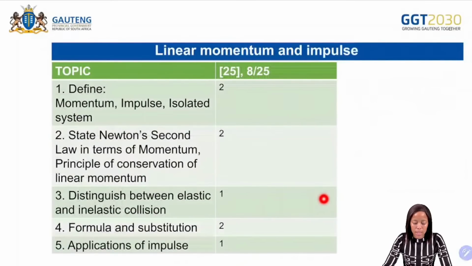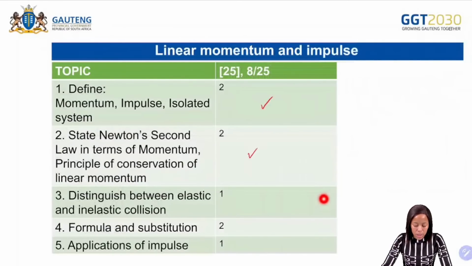Next, we have linear momentum and impulse. Again, for the definitions, we have momentum, impulse, isolated system. That is where you can get your 2 marks. And then number 2, be able to state Newton's second law in terms of momentum, and the principle of conservation of linear momentum. That is where you can get your other 2 marks. So already we have about 4 marks in terms of linear momentum and impulse, and that is without us even doing any calculations.